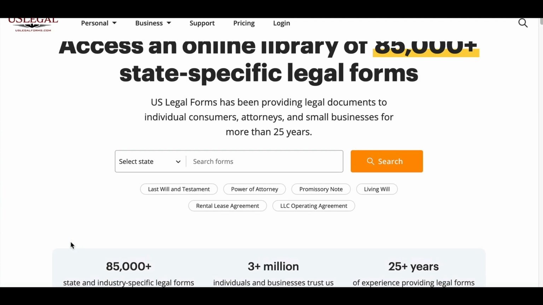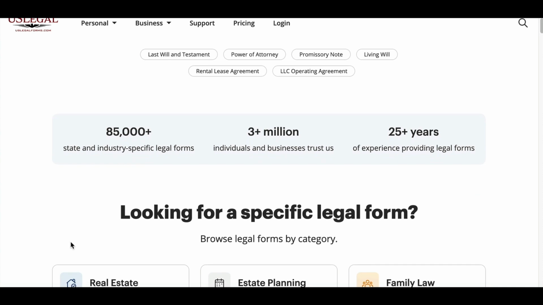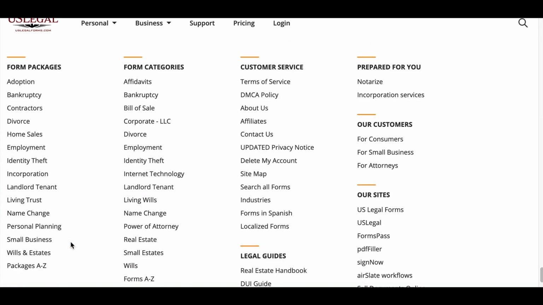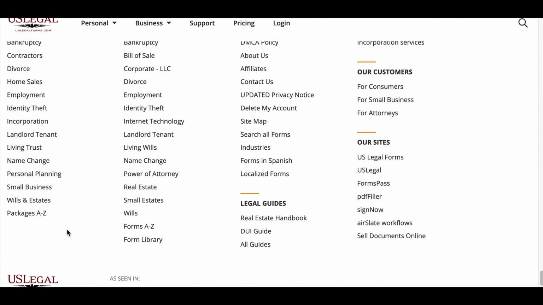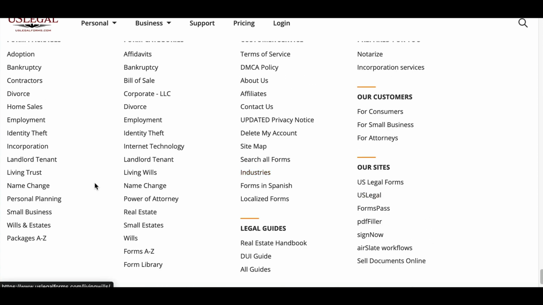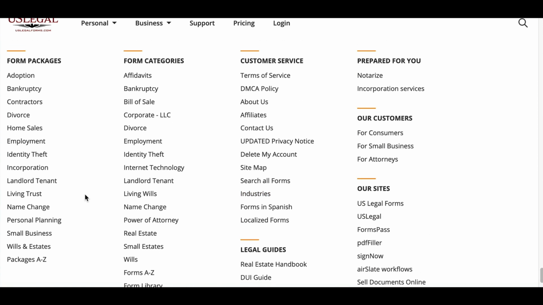They've been helping people for more than 25 years, so they actually have been around for a while. And I'm going to scroll all the way down to who are they. All right, they have an address in Mississippi. That's just great. I love seeing actual addresses. They have a phone number that you can call. They have other sites for other kinds of aspects. So they have documents about a gazillion different things.